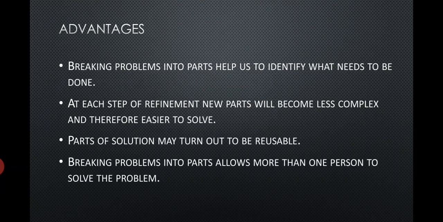The advantages of the top-down model are that breaking the problems into parts will help us identify what needs to be done. We miss out on specific details of the programs when we are trying to do a bigger program. On breaking down, it will be easy, and each step of refinement will become less complex, and therefore easier to solve. The parts of the solution may turn out to be reusable. On breaking down the programs, the specific code for the broken down programs can be used for different questions or in different situations.